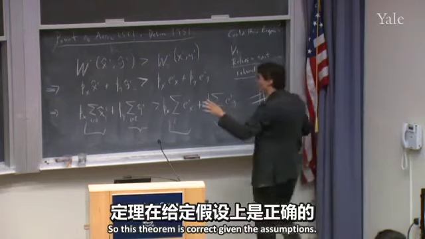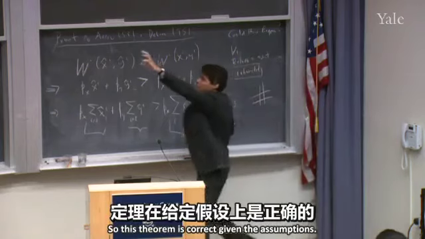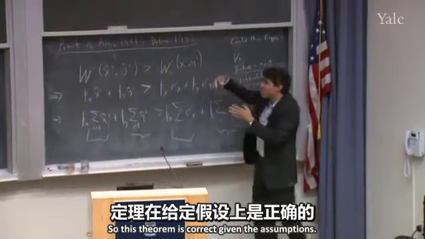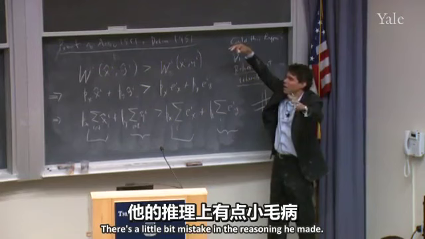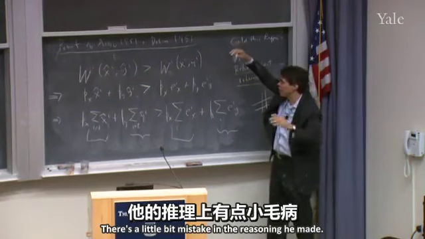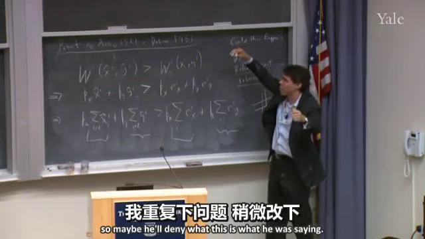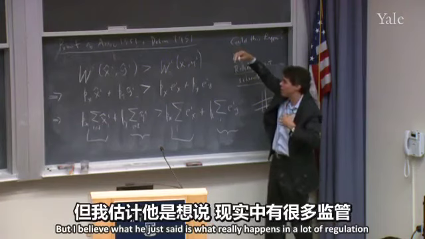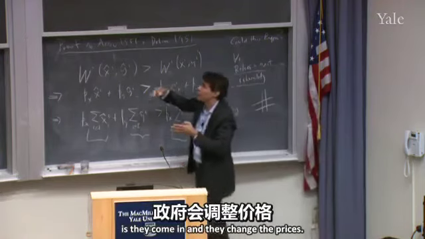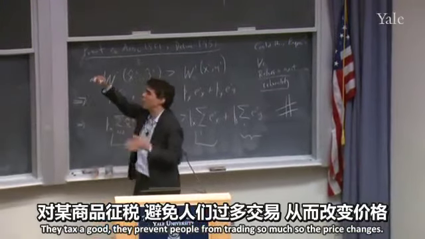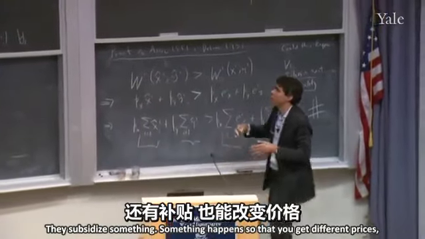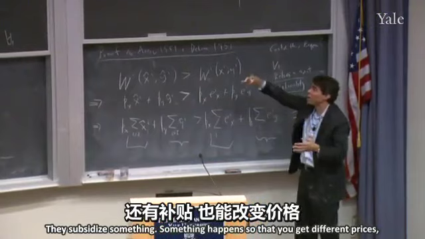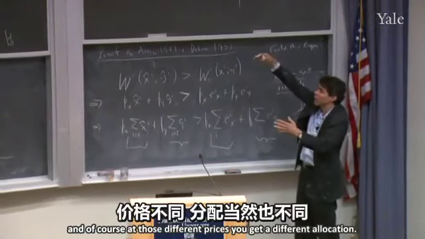So suppose that someone came in, given these assumptions that we've made. This theorem is correct given the assumptions. Now, there's a little mistake in the reasoning he made. I'm going to repeat his question, change it a little bit. But I believe what he said is that in a lot of regulation, they come in and change the prices. They tax a good, they prevent people from trading so much so the price changes, they subsidize something. Something happens so that you get different prices, and of course at those different prices you get a different allocation.